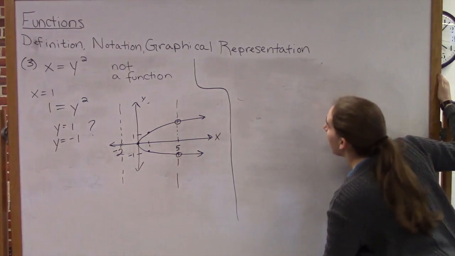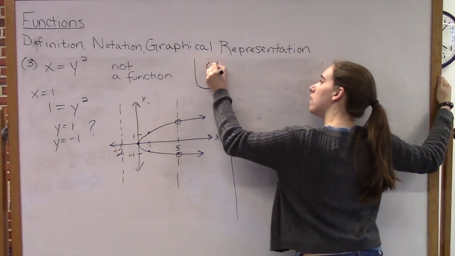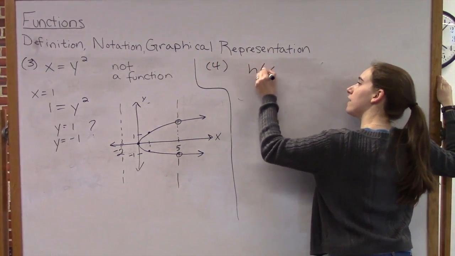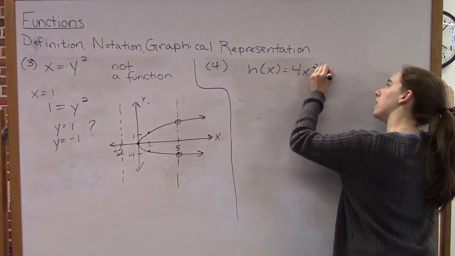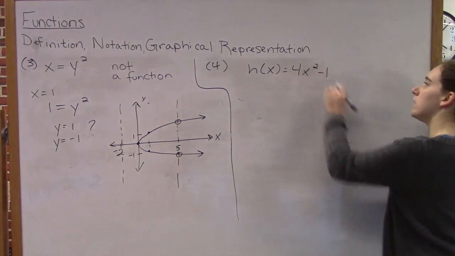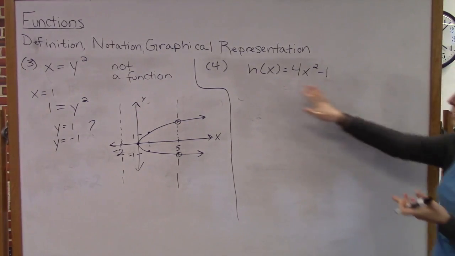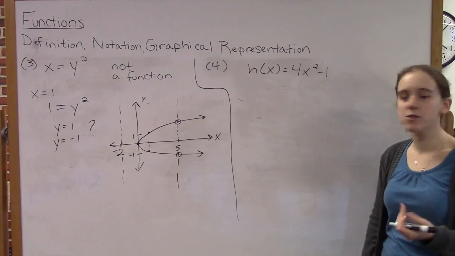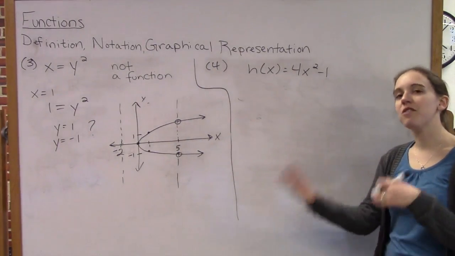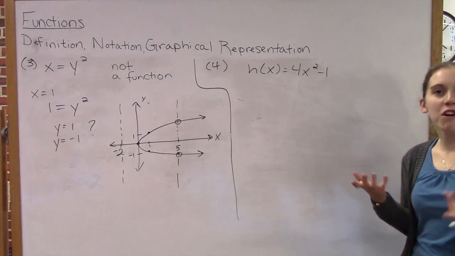Okay, let's look at h of x equals 4x squared minus 1. So this is the exact same thing as we've seen before. This is the same argument notation. I'm just naming my function h, just because we've already used f, we've already used g, so I might as well move on to the next letter, right?